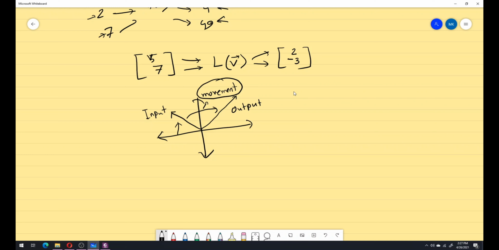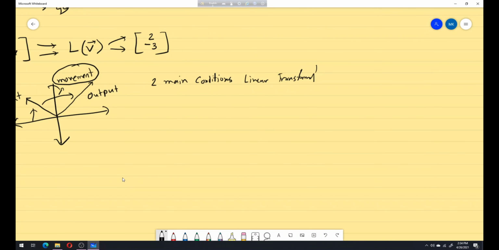Before that, let me mention two main conditions for linear transformation. Sorry for the interruption, I had some computer malfunction. Anyways, I was talking about the two main conditions for linear transformation.